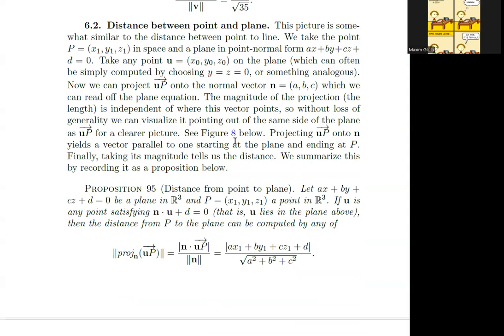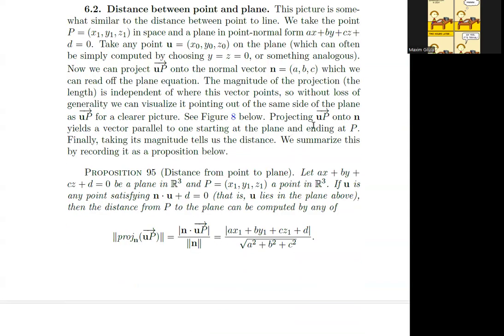So that's it. What about distance between point and plane? So the picture is somewhat similar to the distance between point to line. So we take a point P in space and a plane in point normal form. Usually we work with point normal form for all of these things. Take any point U that lies on the plane. So you can usually compute this by choosing yz to be 0 or xy to be 0 or something along those lines. And you can project UP onto the normal vector n.